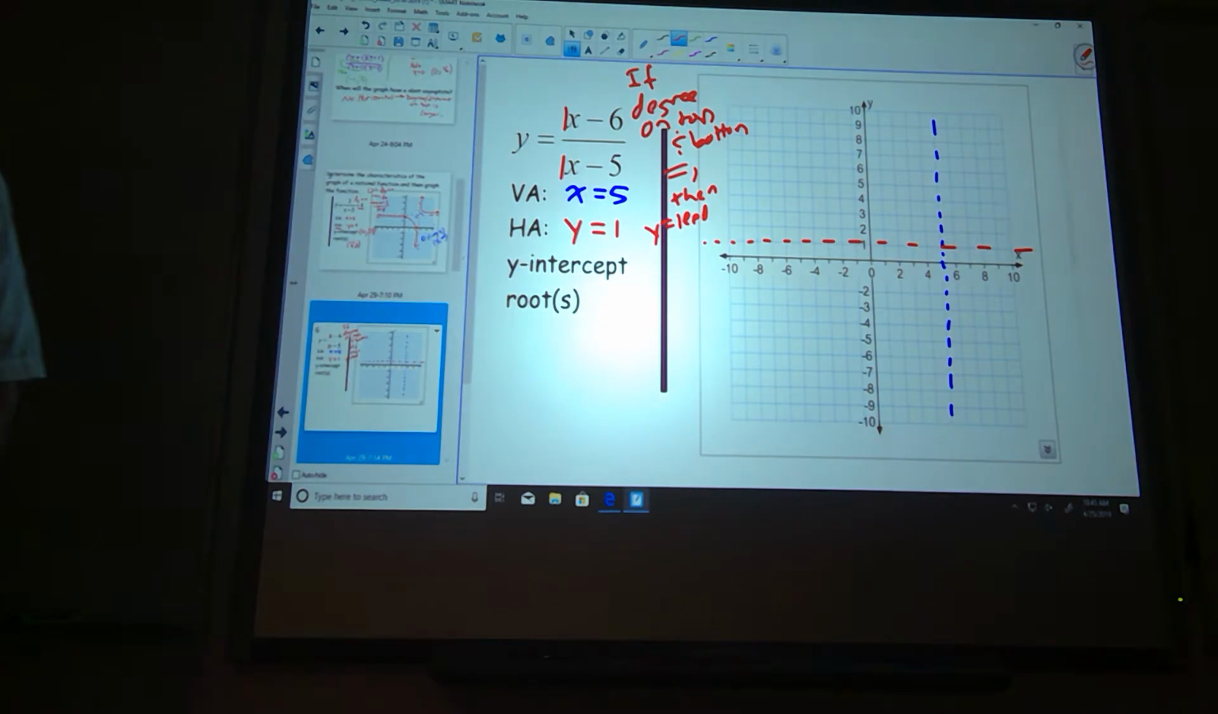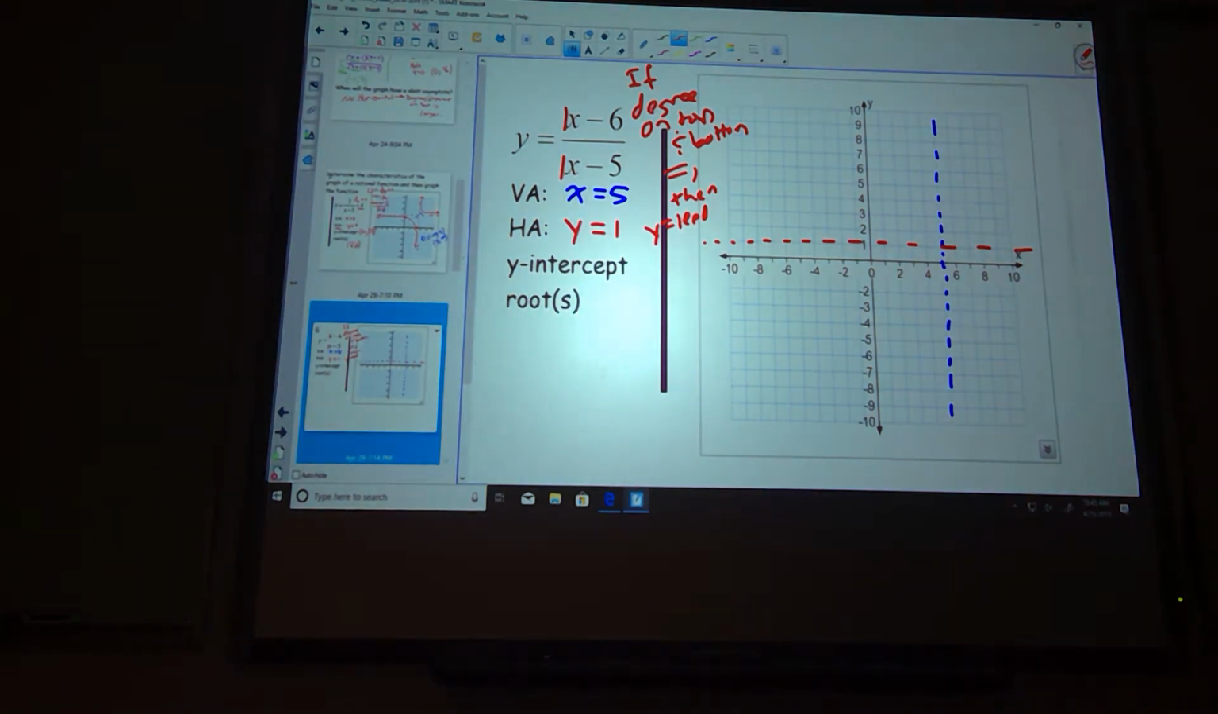Does that make sense? So if the degrees on top and bottom are equal, then y equals whatever the lead coefficient is. So you look at your highest exponent, whatever the number in front of it is, there's a 1 on these. So even if it was 2x minus 6 over x minus 5, it'd still be y equals 1. No, if it was 2x on top and 1 on bottom, it'd be y equals 2. If it was 2 on top and 5 on bottom as the lead, it'd be 2/5. It's going to be the fractions in front of the x's.